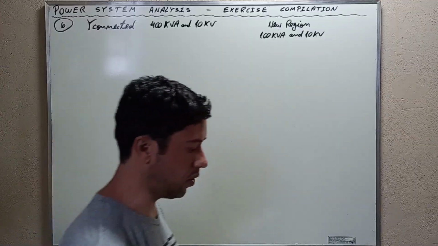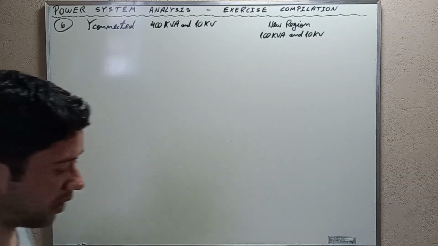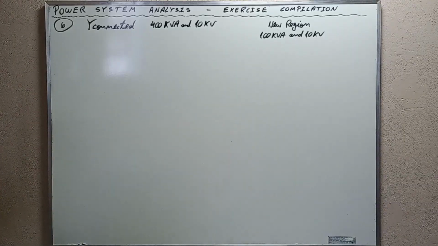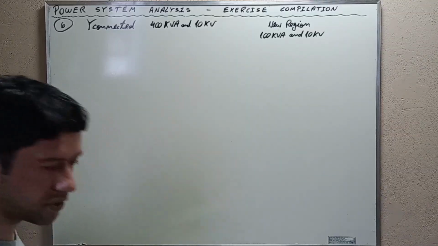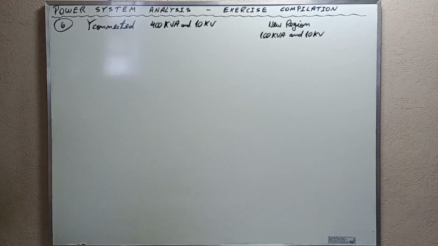Exercise number 6 now. A Y-connected 3-phase electrical equipment has an apparent power of 400 kVA and is fed at 10 kV. The base power and the voltage chosen for the sector where this equipment is installed is 100 kVA and 10 kV. What is the impedance in per unit? Okay, the exercise wants us to use this data to calculate the impedance in per unit. Okay, my friends, this is what we are going to do. Let's go to the solution.